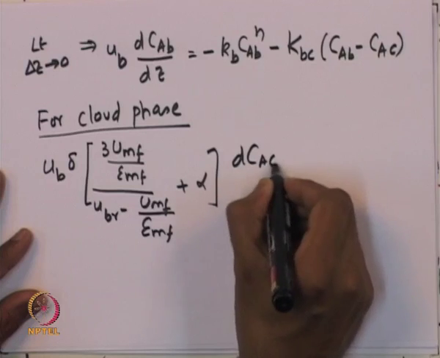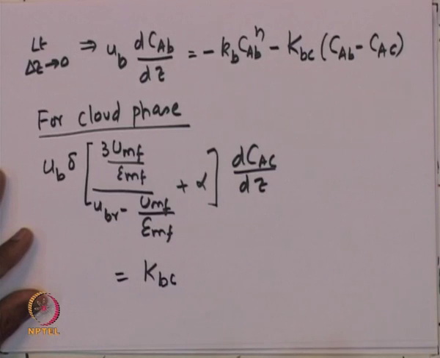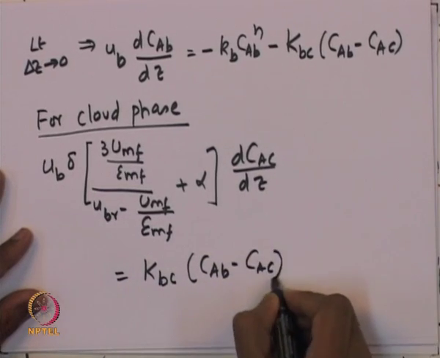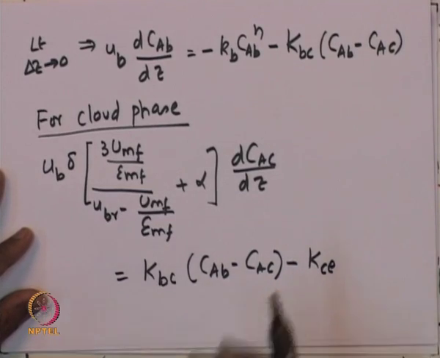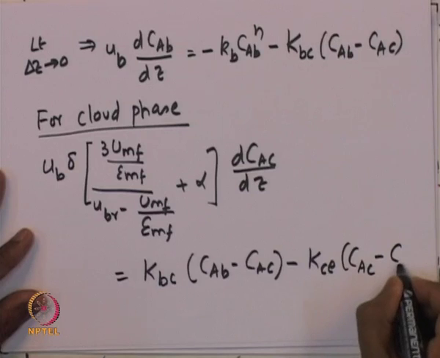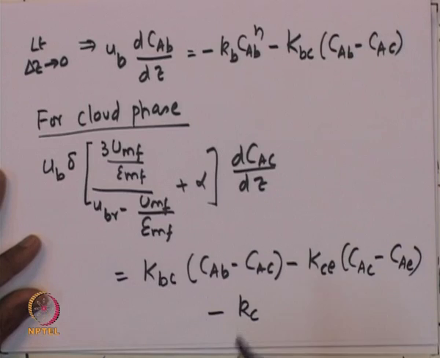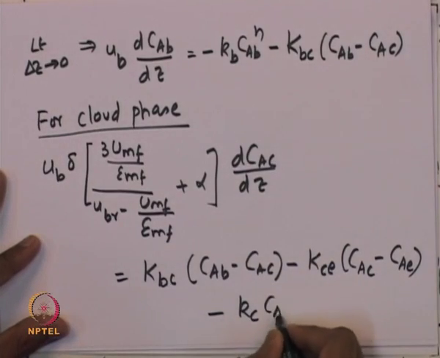Into dCAC by dz, that should be equal to the mass transport coefficient of the species from the bubble to the cloud phase, multiplied by CAB minus CAC, minus KCE, the mass transport coefficient for transport of the species from the cloud phase into the emulsion phase, multiplied by CAC minus CAE, minus Kc, which is the rate constant for the reaction if the catalytic reaction is happening in the catalyst particles which may be present in the cloud phase.